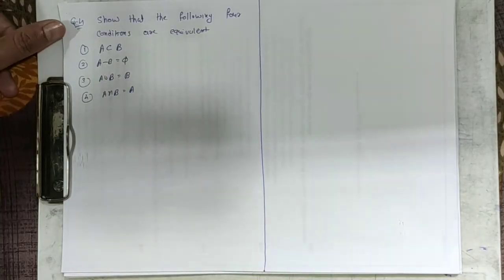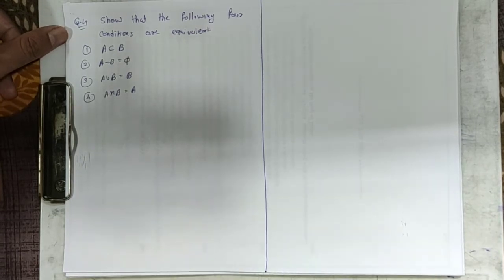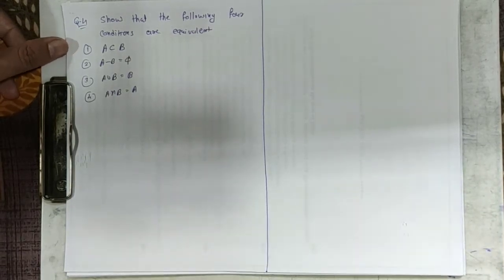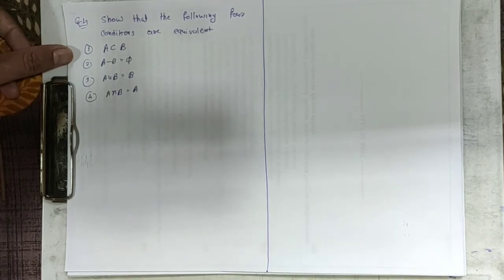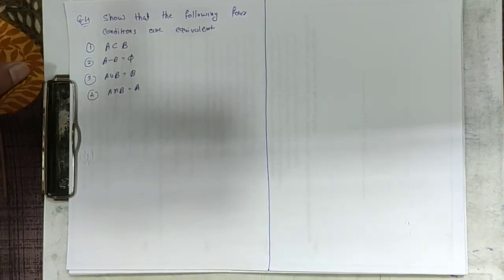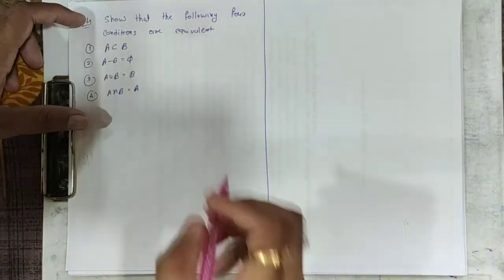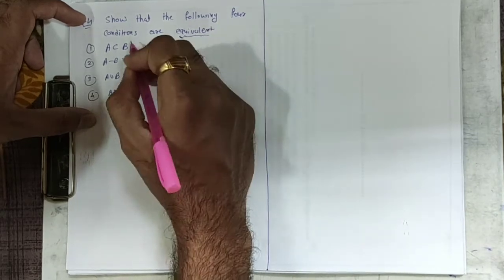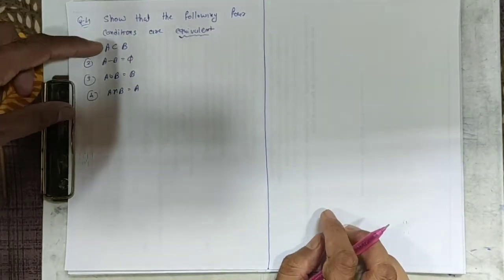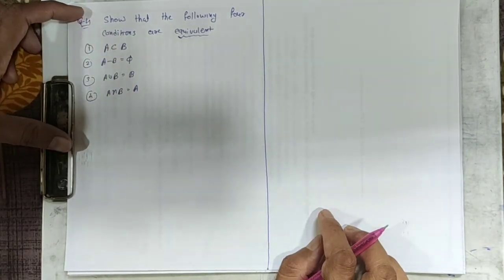Number 4, in which you have to show that the following 4 conditions are equivalent conditions. The 4 conditions are: A is a subset of B; the second one, A minus B is phi; A union B is equal to B; and A intersection B equal to A. All 4 conditions are equivalent. That means the result of all 4 conditions will be the same.